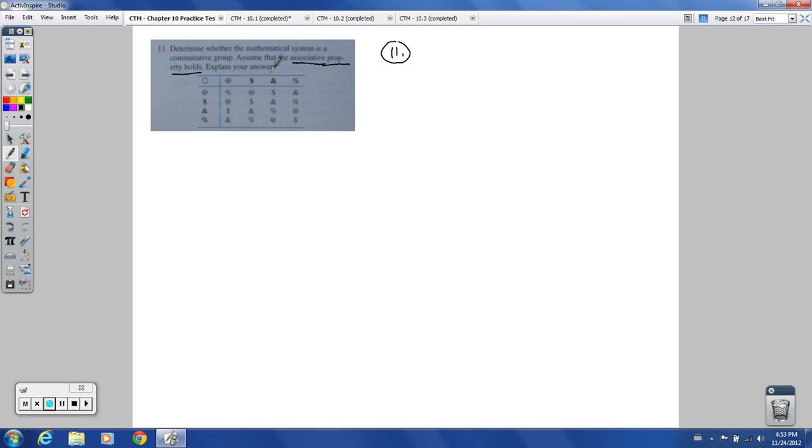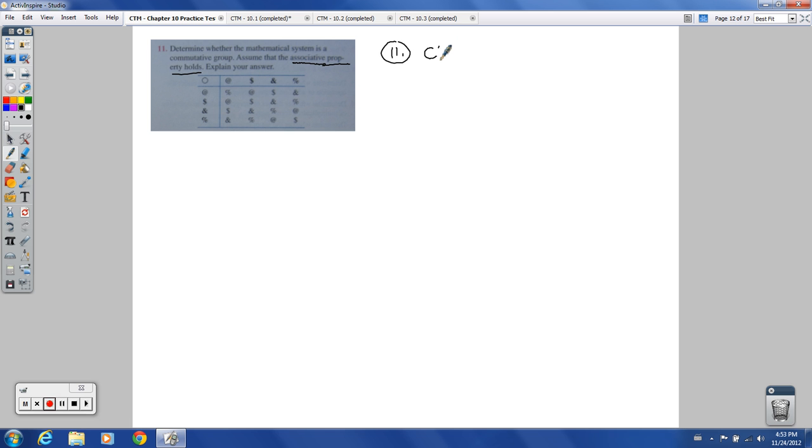So the binary operation here is this circle now, and we need to see that it's closed first. So is it closed? I just see the @ symbol, $, ampersand, and percent sign. Do you see any different elements than those four in here? Looks like those are all the ones that are showing up.